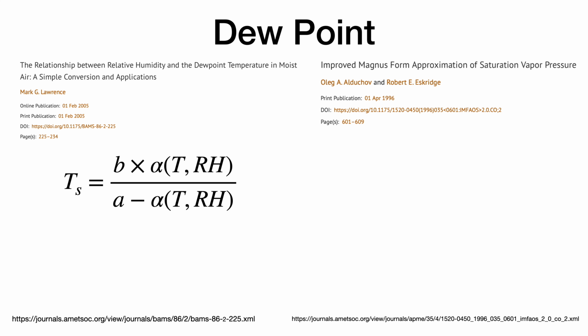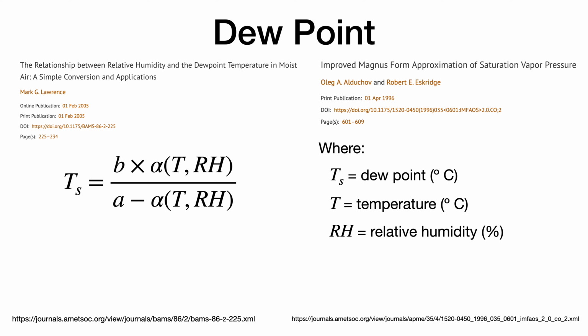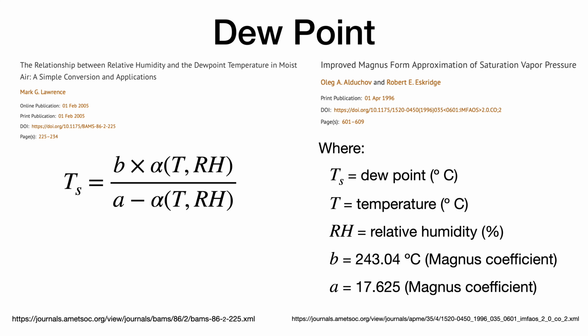The formula looks a bit confusing, but basically what it is saying is that the dew point Ts is equal to the temperature and the relative humidity multiplied by some constants. And the two constants, that B on the top of the equation is 243.04 degrees centigrade. This is something called a Magnus coefficient. I've no idea how that's derived. And the A in this equation is 17.625. Again, this is referred to as the Magnus coefficient. Again, I've got no idea how that's derived.